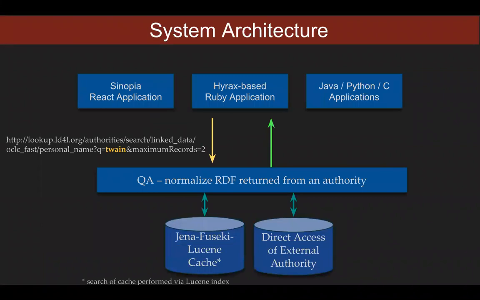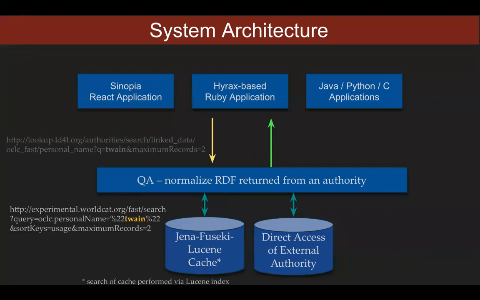And so what that does, if we go through the process, is that the application makes a standard call that looks basically the same no matter what authority they're going to. And you can see that it has OCLC fast in the name. So that says we're going to the OCLC fast authority, and it says we're going to be looking up a personal name, and then it says query Twain. So that structure, that URL, is basically the same no matter what authority you're going to.